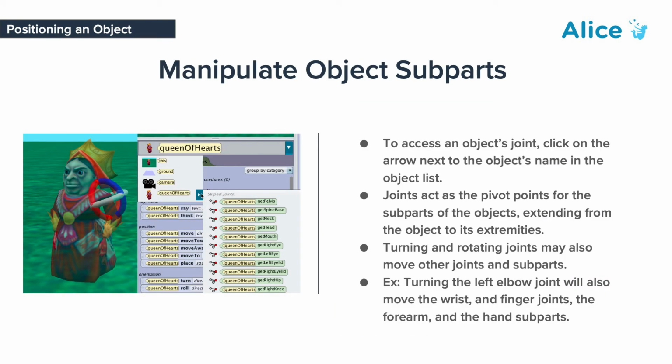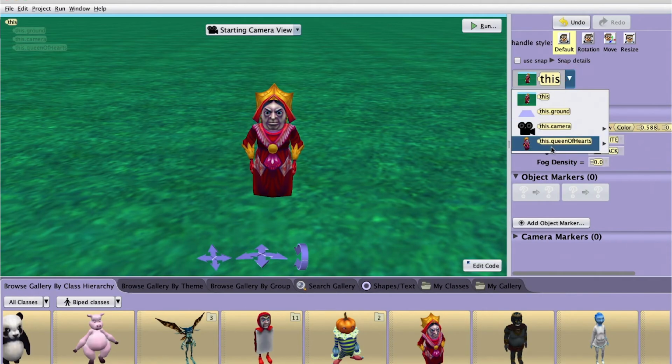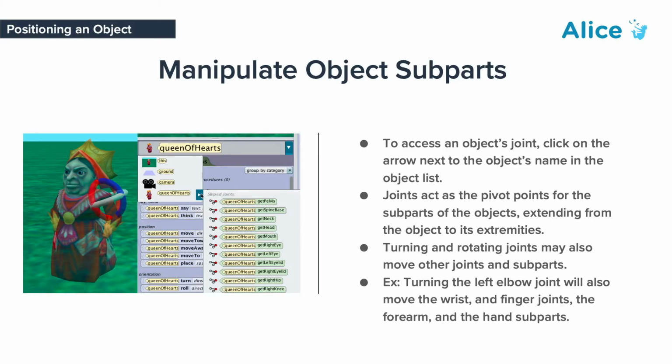Now, let's look at manipulating an object's subparts. To access an object's joints, click on the arrow next to the object's name in the object list. We can now see a list of joints that might be labeled names like neck, head, or mouth. Joints act as the pivot points for the subparts of the objects, extending from the object to its extremities. Turning and rotating joints may also move other joints and subparts. For example, turning the left elbow joint will also move the wrist and finger joints, the forearm, and the hand subparts. We can also see advanced editing options such as using the One-Shot menu on a joint.